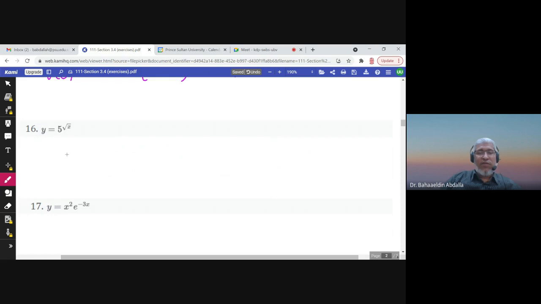Well, the derivative here is the derivative of the outer function, which is 5 to the power square root of x times ln 5, then times the derivative of the inner function, which is the square root of x, 1 over 2 square root of x. So at the end, you can write it ln 5 over 2 square root of x times 5 to the power square root of x.